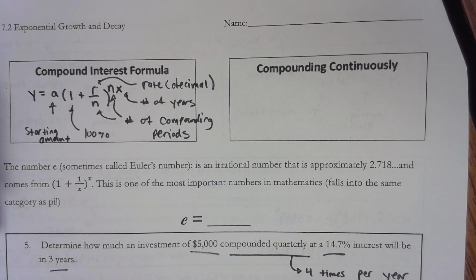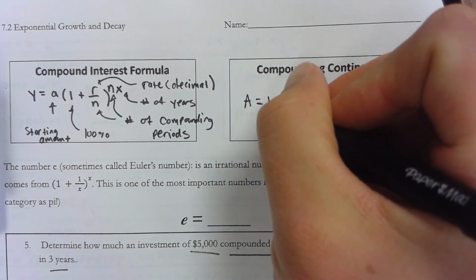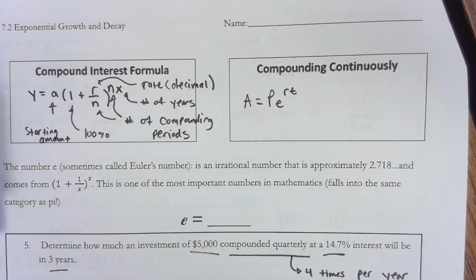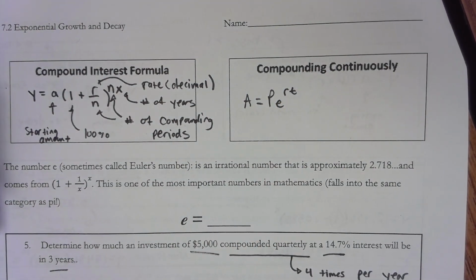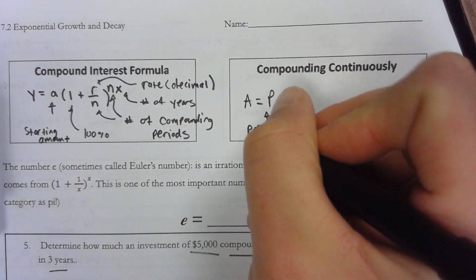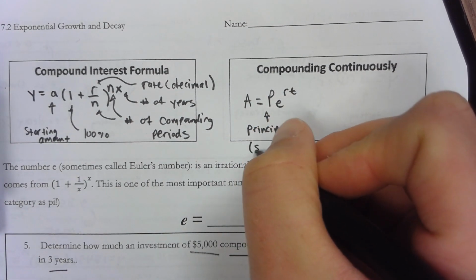And there's lots of applications to this. So this equation you're going to often hear referred to as PERT. So P and then E to the power of R times T. P stands for the principal, which is just a fancy way of saying your starting amount.